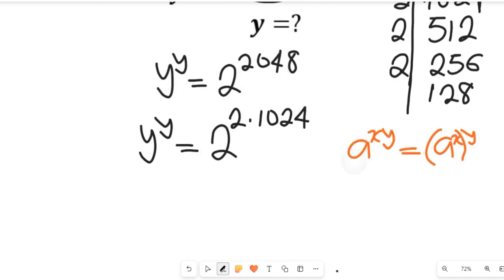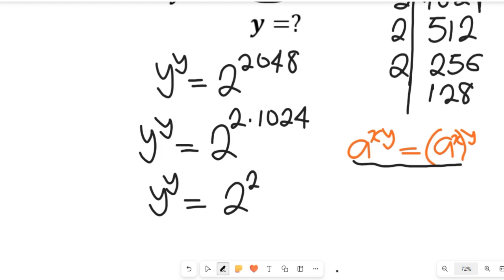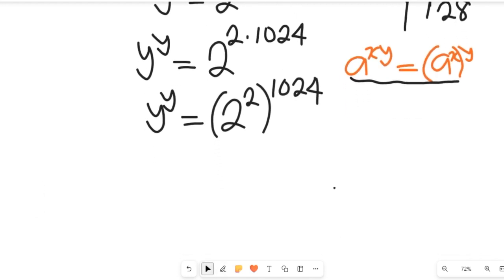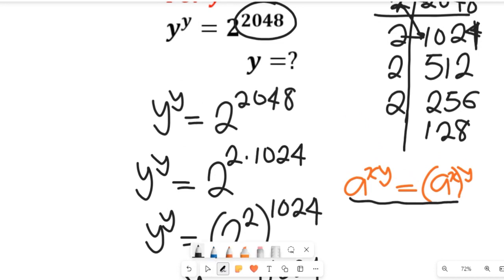Applying this law of indices, we now have y to the power of y equal to 2 to the power of 2, all to the power of 1024. Fine. That gives us y to the power of y equal to 4 to the power of 1024. Now let's go back to our factors. If we go back to our factors, you'll find out that 2 multiplied by 512 will give us 1024.